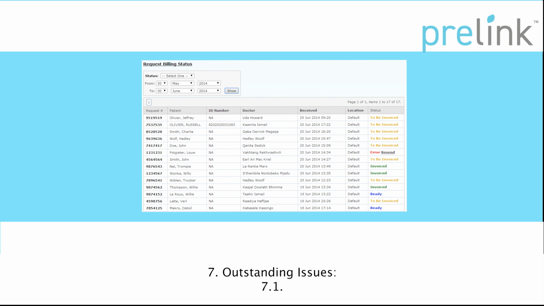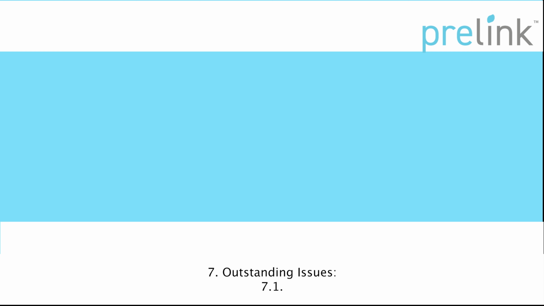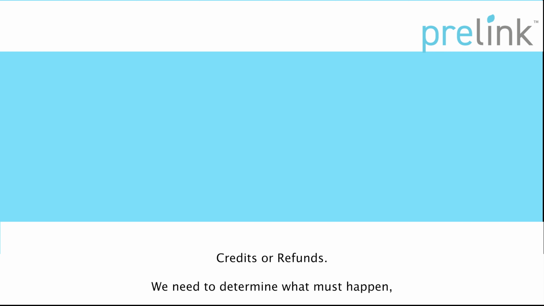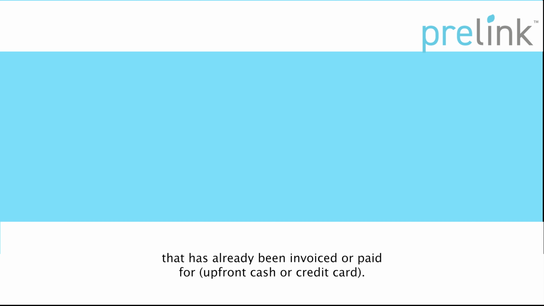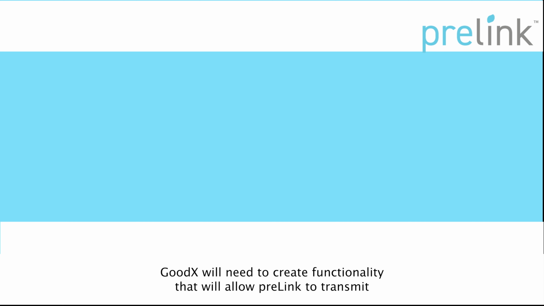7. Outstanding Issues. 7.1 Credits or Refunds. We need to determine what must happen, and how it must happen, when a test or profile is deleted from a request that has already been invoiced or paid for. GoodX will need to create functionality that will allow Prelink to transmit the request data that indicates what must be credited or refunded.